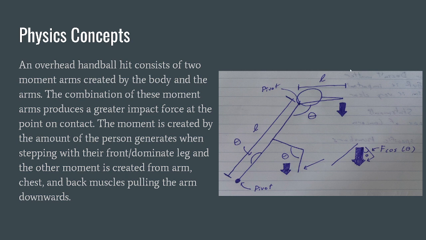These two moment arms are basically rotated by two forces. The first is created by the leg that isn't being used as the pivot, stomping downwards to cause the rotation of the body. The other is controlled by the arm, back, and chest muscles to move your arm downwards to hit the ball.